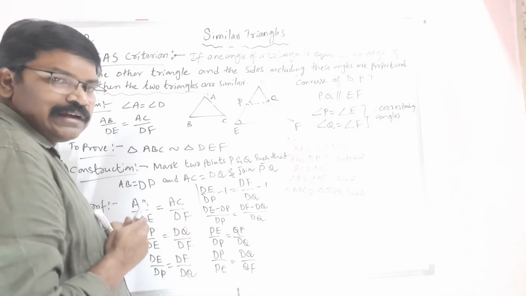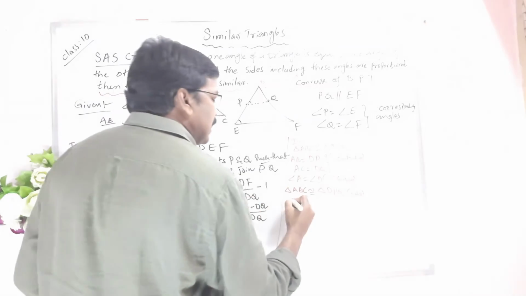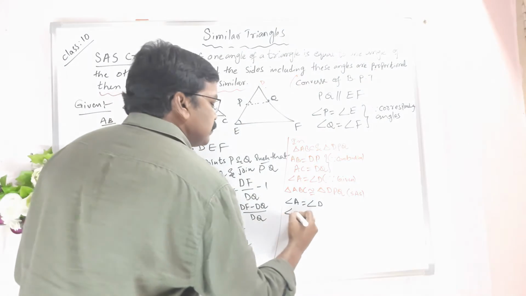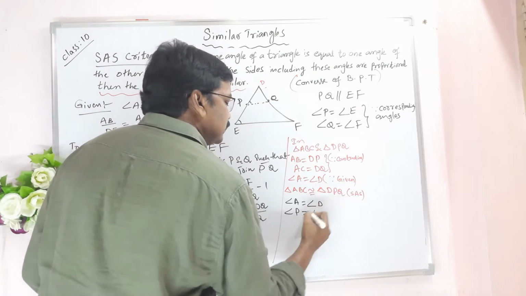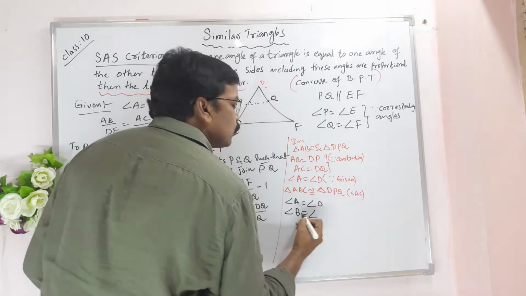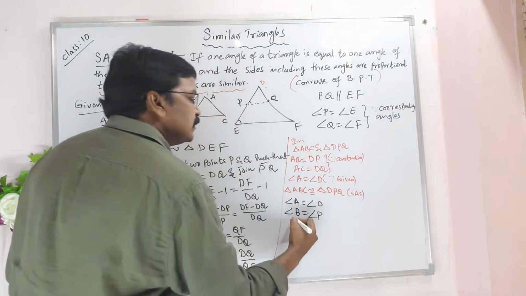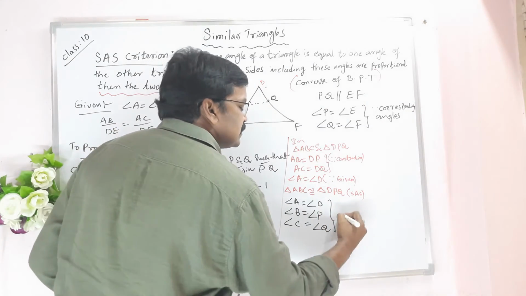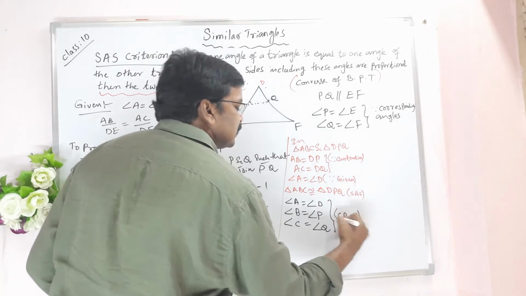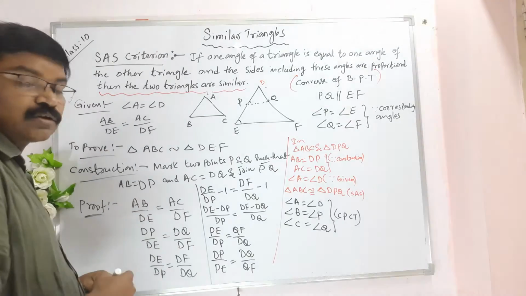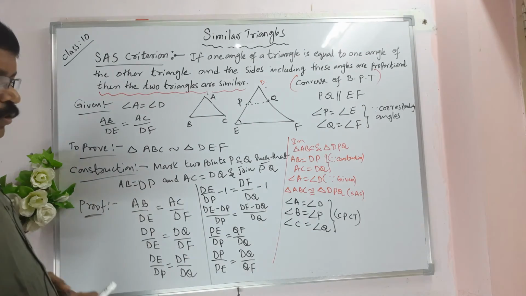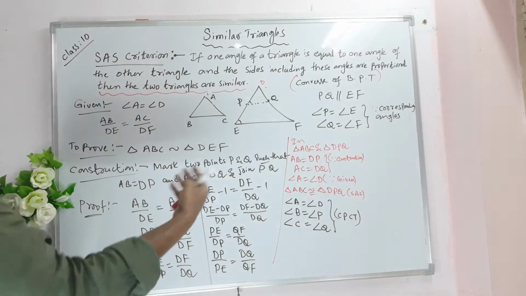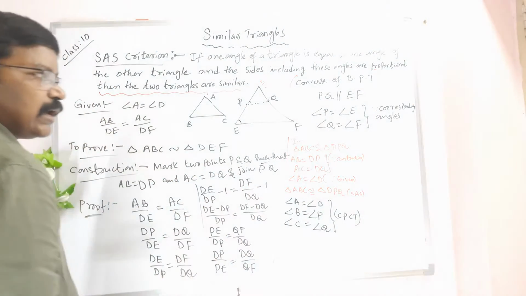Since they are congruent, according to CPCT, what do you write? Angle A is equal to angle D, angle B is equal to angle P, similarly angle C is equal to angle Q. This is CPCT: corresponding parts of congruent triangles are congruent. Okay, look here, students. Angle A is equal to angle D, angle B is equal to angle P, angle C is equal to angle Q.